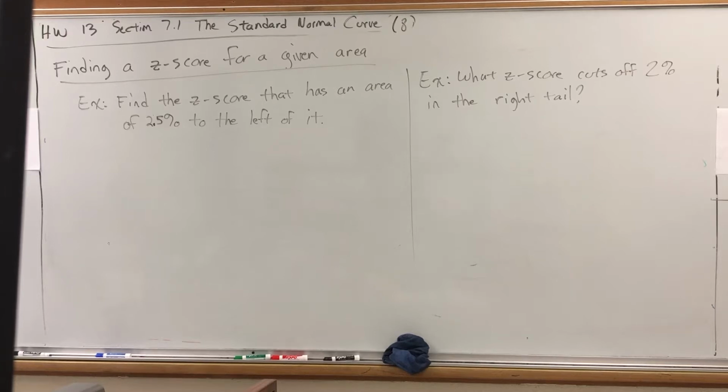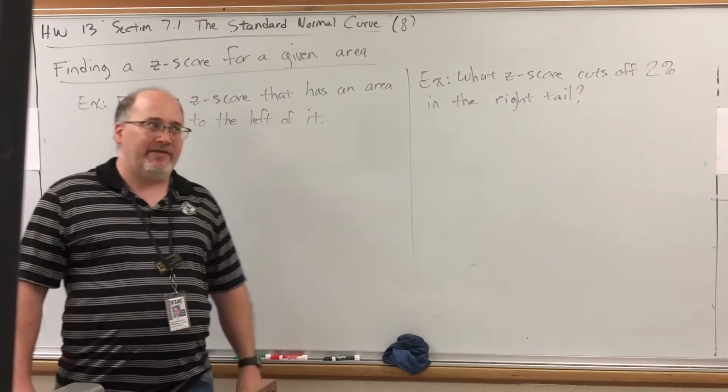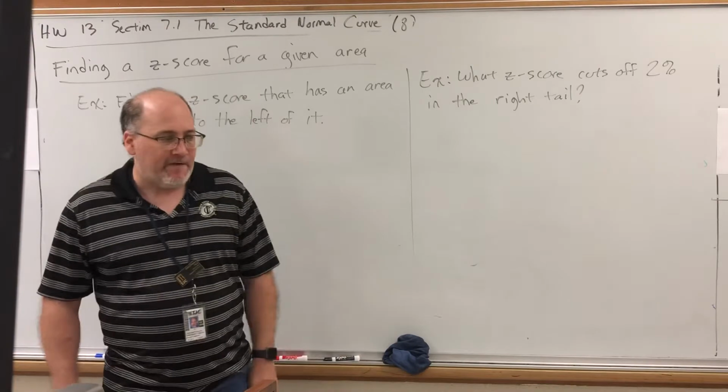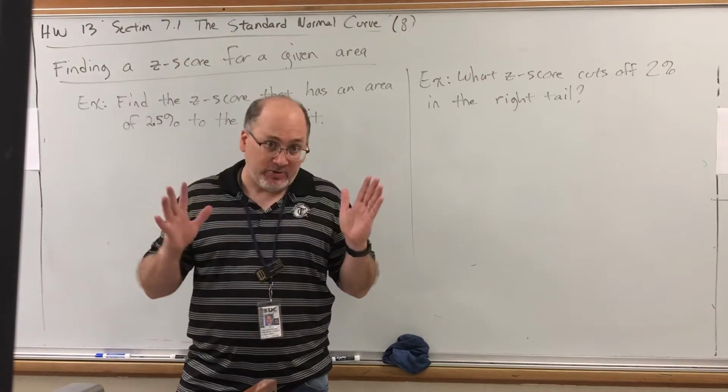Homework 13, section 7.1, the standard normal curve, video 8. This should be the final video in this section. In the previous 3 videos, we looked at how to find the area to the left of a z-score, how to find the area to the right of a z-score, and how to find the area between 2 z-scores.